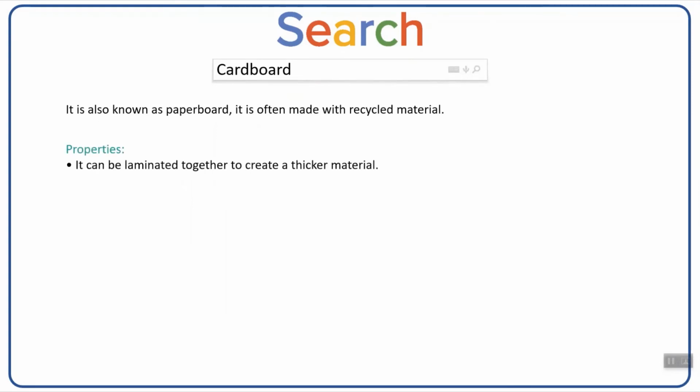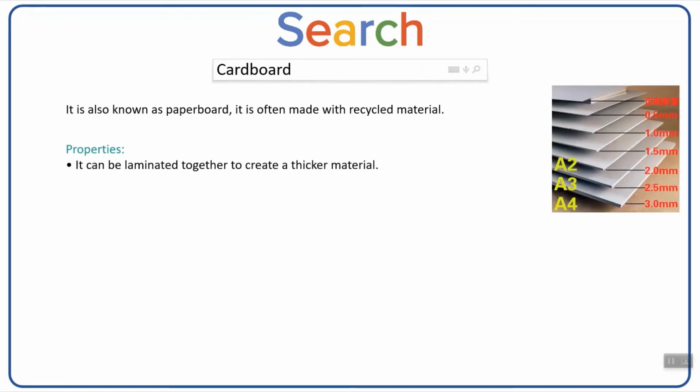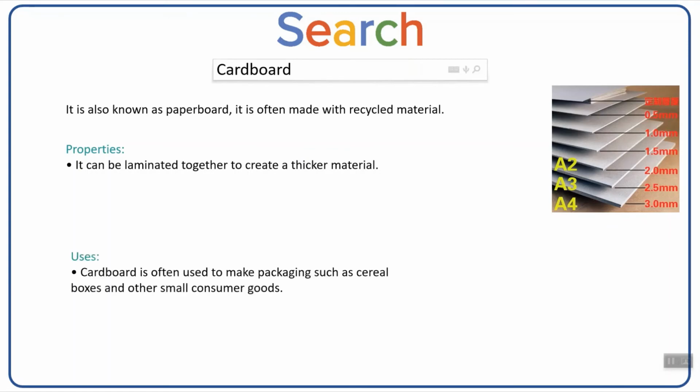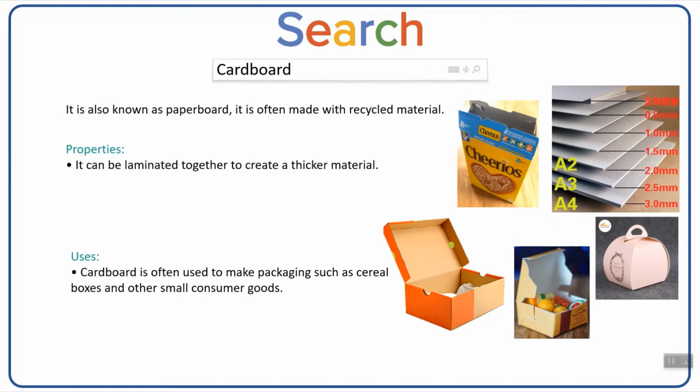So the properties of cardboard: it can be laminated together to create thicker materials. Okay, so we have different thicknesses starting from 0.5 millimeter, going up to 4 or 5 millimeters. The uses of cardboard: it is often used for making packaging such as cereal boxes and other consumer goods, shoe boxes, for example, takeaway packs, the boxes for Diwali, for example.